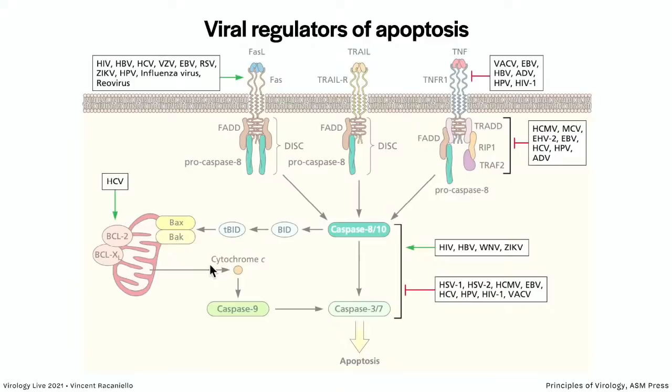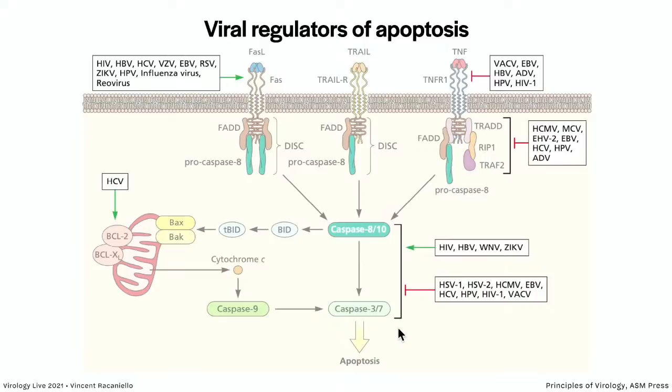But the key here for this slide is that viruses can stimulate apoptosis. That's the green lines. So they can stimulate external receptors. These viruses all encode proteins that stimulate apoptosis. Some viruses stimulate them down here at the caspase 8-10 step. And some viruses inhibit apoptosis. You can see they're inhibitors of TNF receptor. They're inhibitors of the activation of procaspase 8. They're inhibitors of this step here. So viruses can either stimulate or inhibit apoptosis.